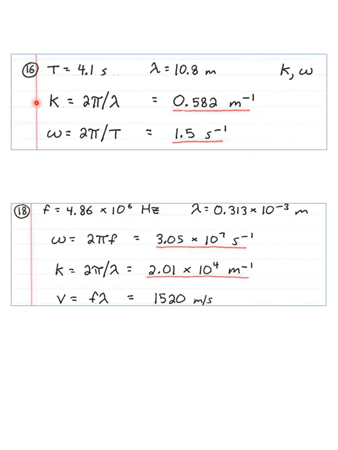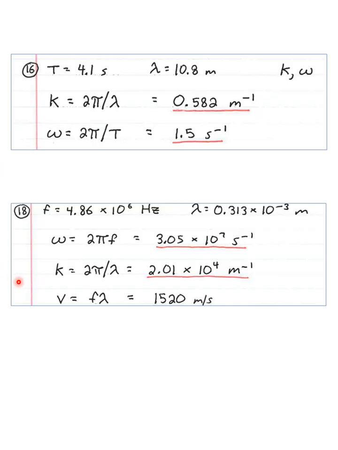k is 2 pi over the wavelength, and so that's 0.582 per meter. And the angular frequency omega is 2 pi over period, so that's 1.5 per second, or radians per second.